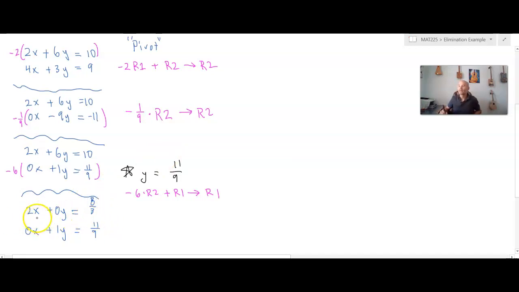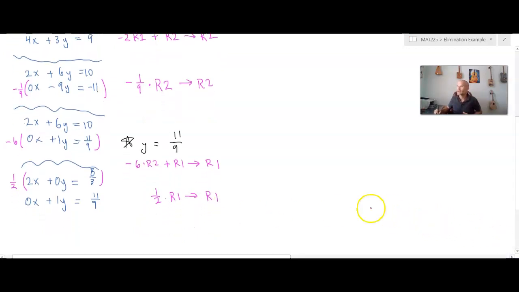Okay, so we're almost done. We see that 2x is equal to 8/3, but we don't want 2x. We want to solve for 1x. So to make this into a 1, I can take 1/2 of row 1. So I'm going to take 1/2 of row 1, and I'm going to store those changes back into row 1. And we're almost done here. We just need to conduct that.